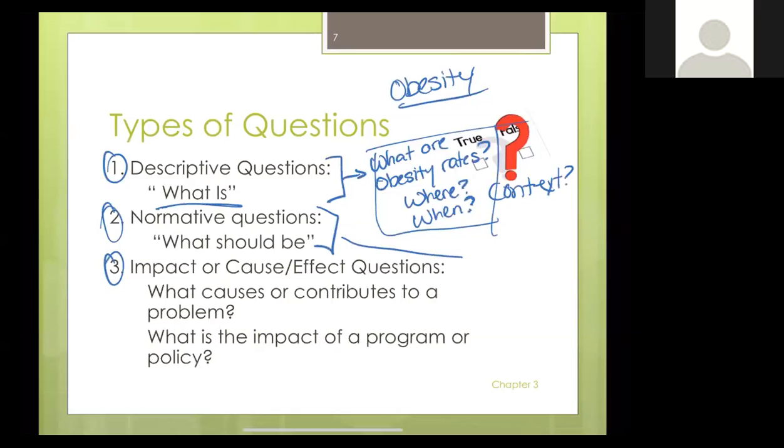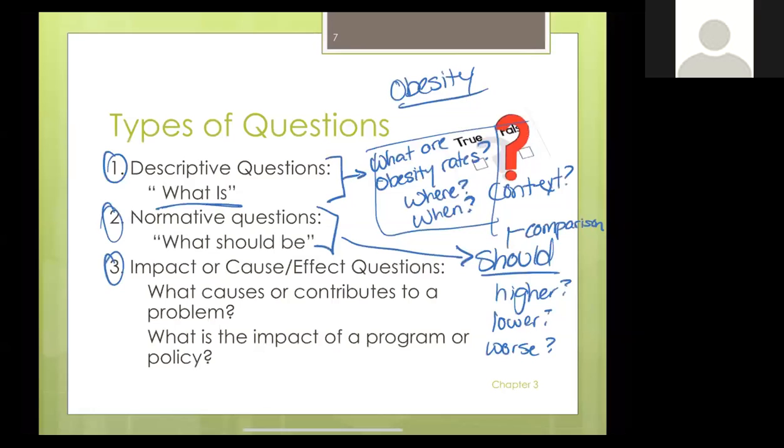Normative questions are when we start to get into the philosophical question of what should be. Should obesity be higher in a particular region than we would think, or should it be lower, or should it be worse in a particular area or population? So let's say we're looking at Hesperia in the high desert, or Victorville. We see what the obesity rates are up there, and then we can ask the question, well, should it be lower than that? Usually this means that you have to make a comparison of some kind.